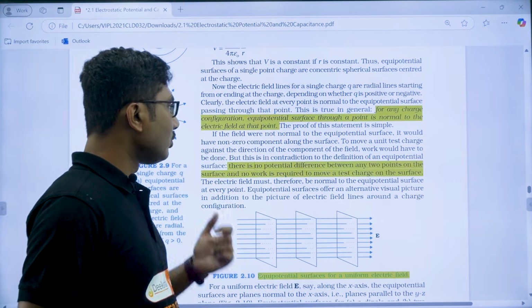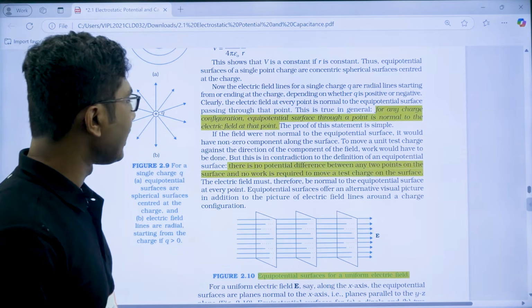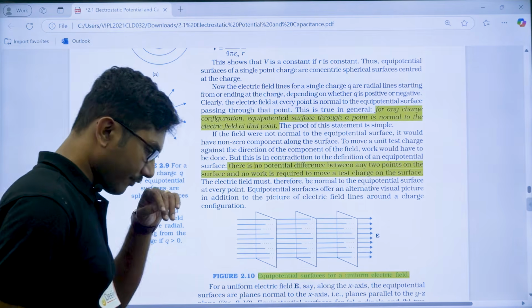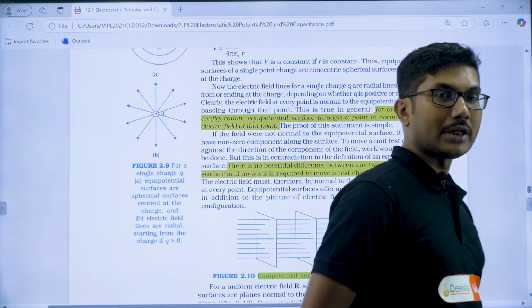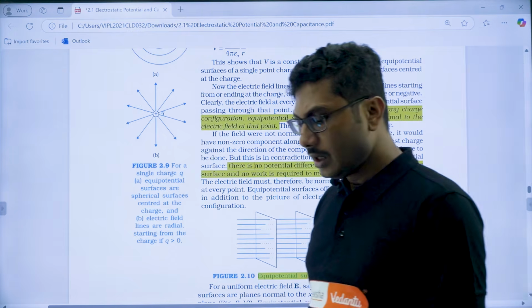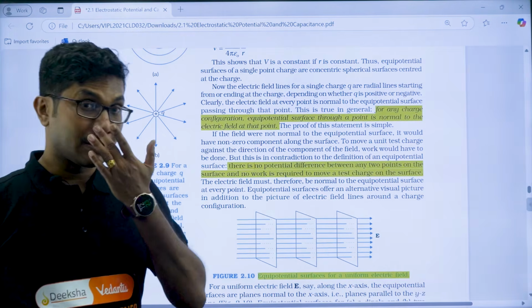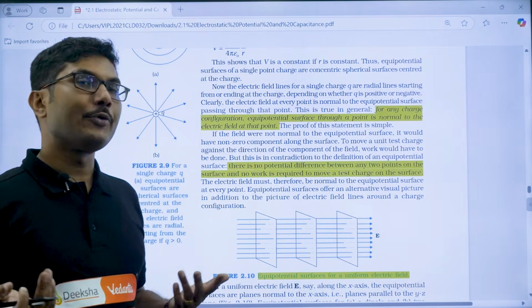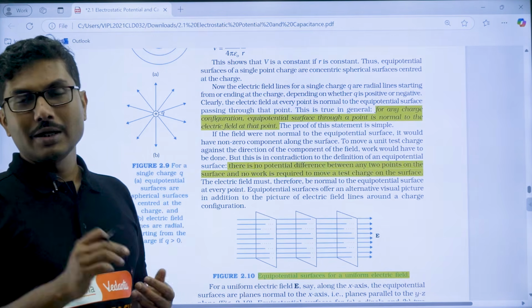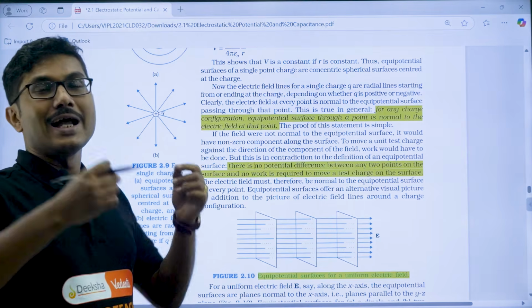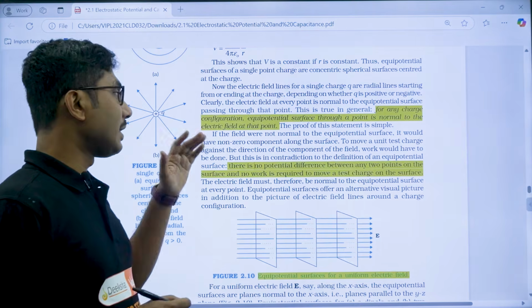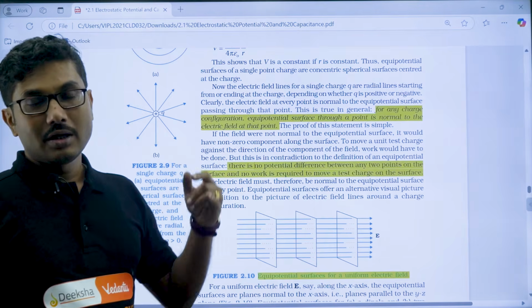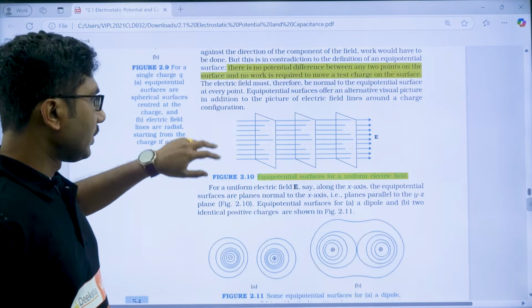There is no potential difference between any two points on the surface, and no work is required to move a test charge on the surface. This is also a point of objective question. What is the work done to move a point charge on an equipotential surface? That is 0, because all the points have the same potential. The potential difference is 0, and potential difference times charge is the work done. So the work done to move a charge on an equipotential surface is 0.